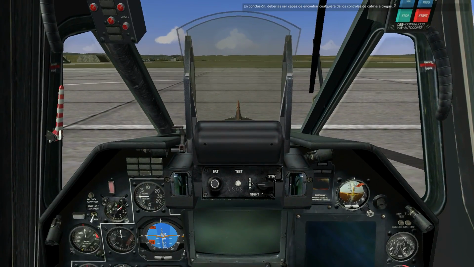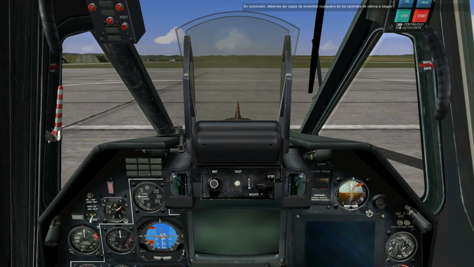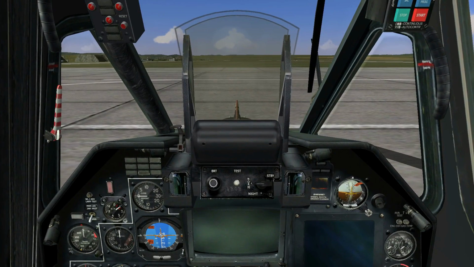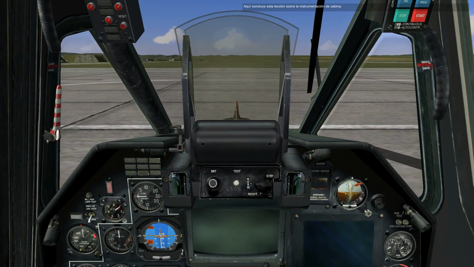In conclusion, you should be able to find any of the cockpit controls blindfolded. This concludes the lesson about cockpit instrumentation.